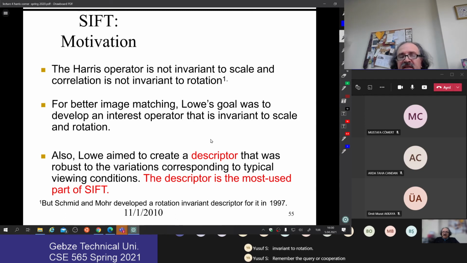Correlation, which is the expensive one. The Harris operator is not invariant to scale, because if you scale your image, all of your C matrix changes and you're not going to find the same thing.